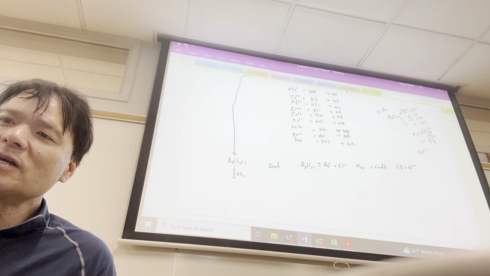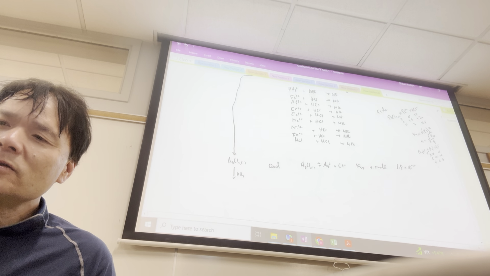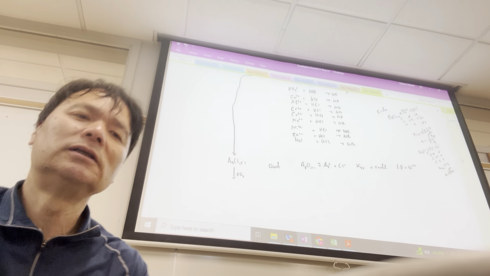Whereas silver chloride splits up differently. Silver chloride splits up into 1 silver and 1 chloride. So initial 0, 0, change is plus S, and at equilibrium we're going to just see S and S. In this case, KSP is equal to the silver concentration, which is S, times the chloride concentration, which is S, which is S squared. And so S is just going to equal the square root of the KSP. So we have to be careful.